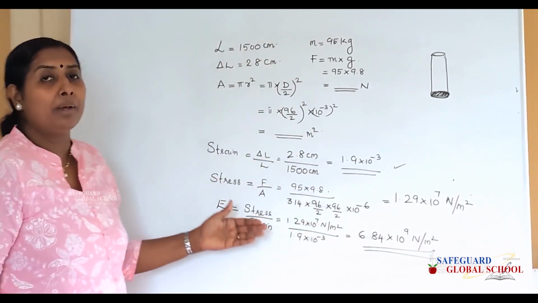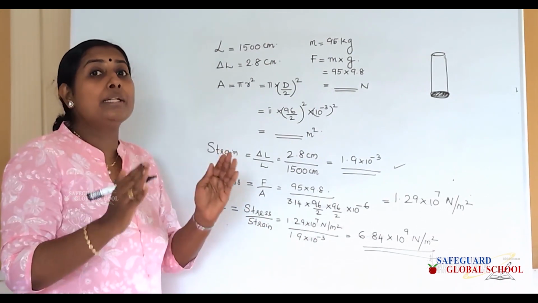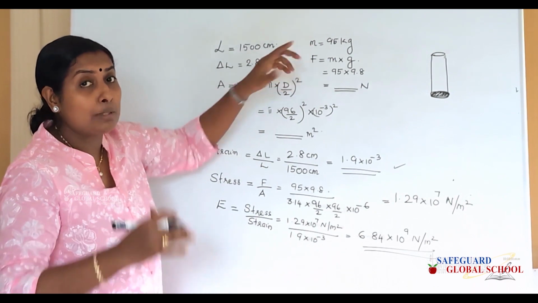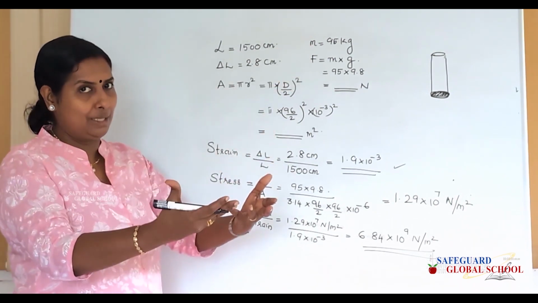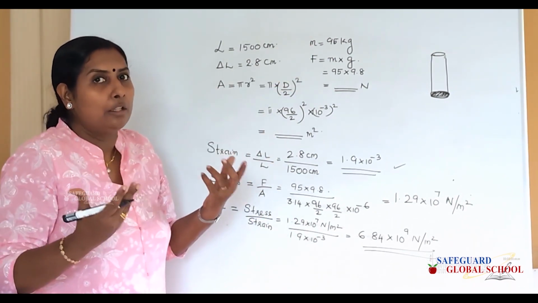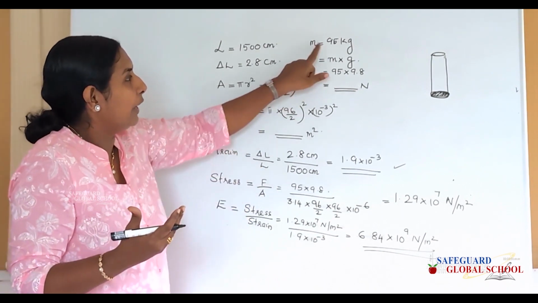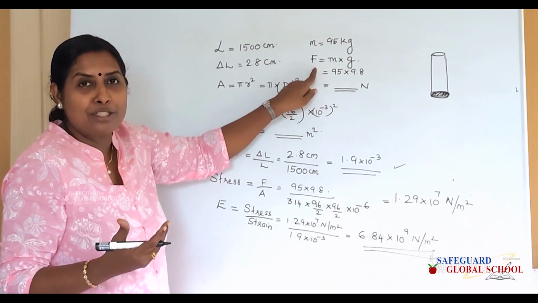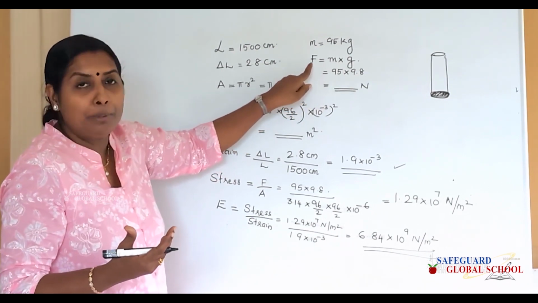So when you do this numerical, what are all the important points that you have to understand? Here, the mass is given. So this mass is contributing to the weight. So where is the force? You may wonder. The force is not given in the question, but you have to do it like that: 95 into g. This is a matter to be noted.